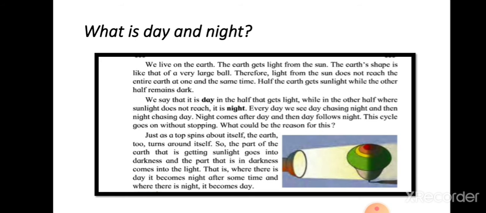We say that it is day in the half that gets light, while in the other half, where sunlight does not reach, it is night. Every day we see day chasing night and night chasing day. This cycle goes on without stopping.